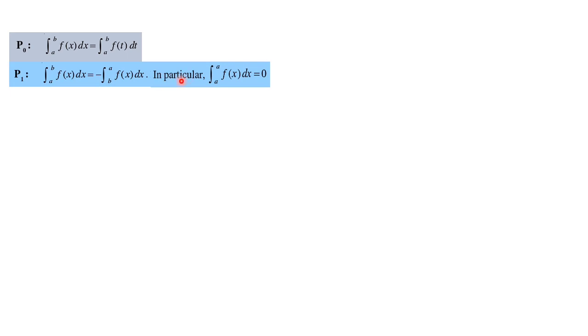Here there is a particular case also. Integral a to a f of x dx is equal to 0, meaning the upper limit and the lower limit are the same, so the integration of that particular function is 0.